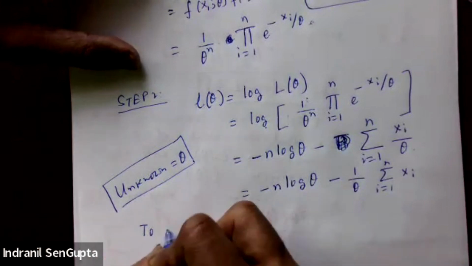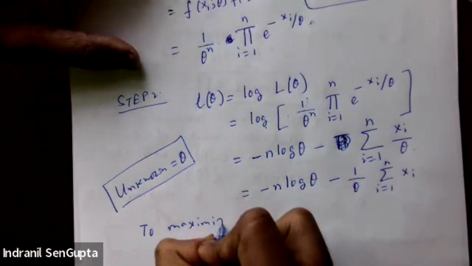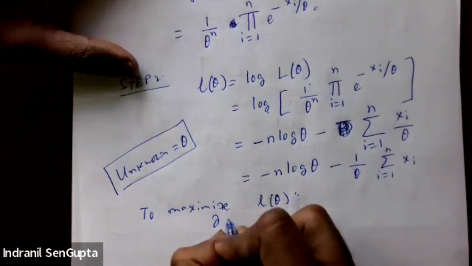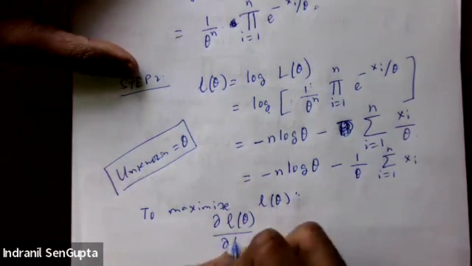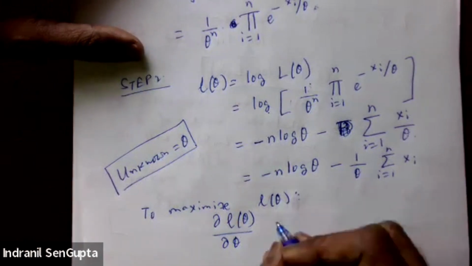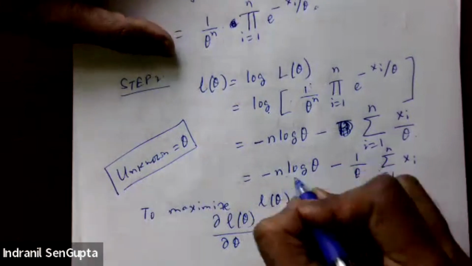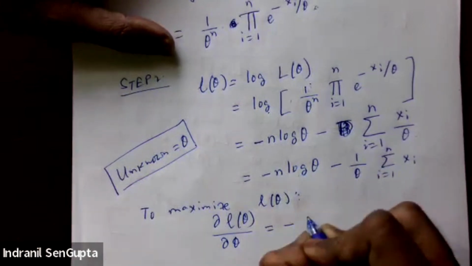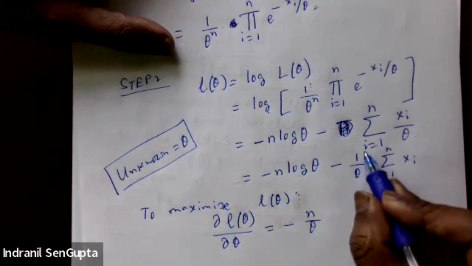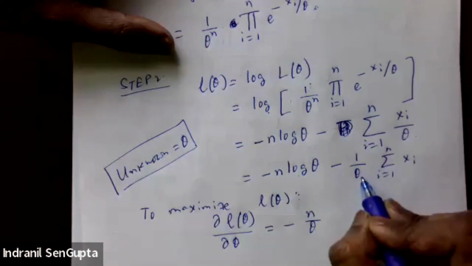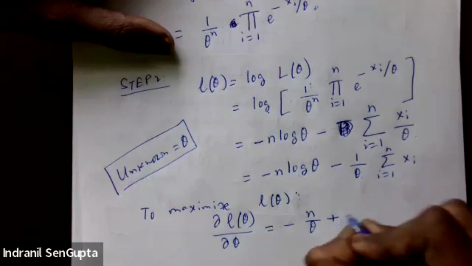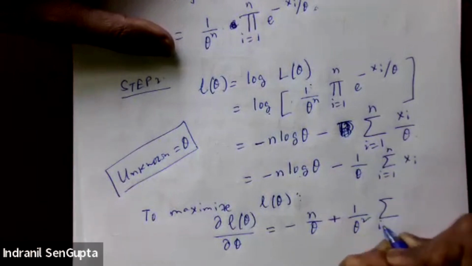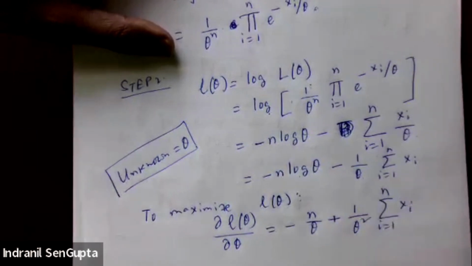To maximize l(theta), we differentiate l(theta) with respect to theta, since there is just one variable. Now let's do that. If I differentiate log of theta, it's 1 over theta, so it's minus n over theta. Now this 1 over theta, if I differentiate, it's minus 1 over theta squared, so it's plus 1 over theta squared, and the sum is independent of theta, so it does not change. Sum i from 1 to n of xi.